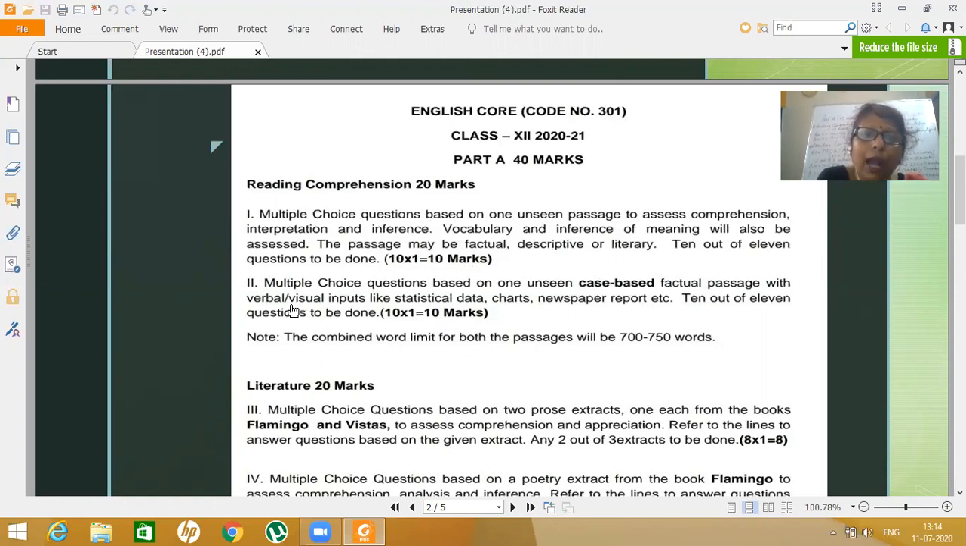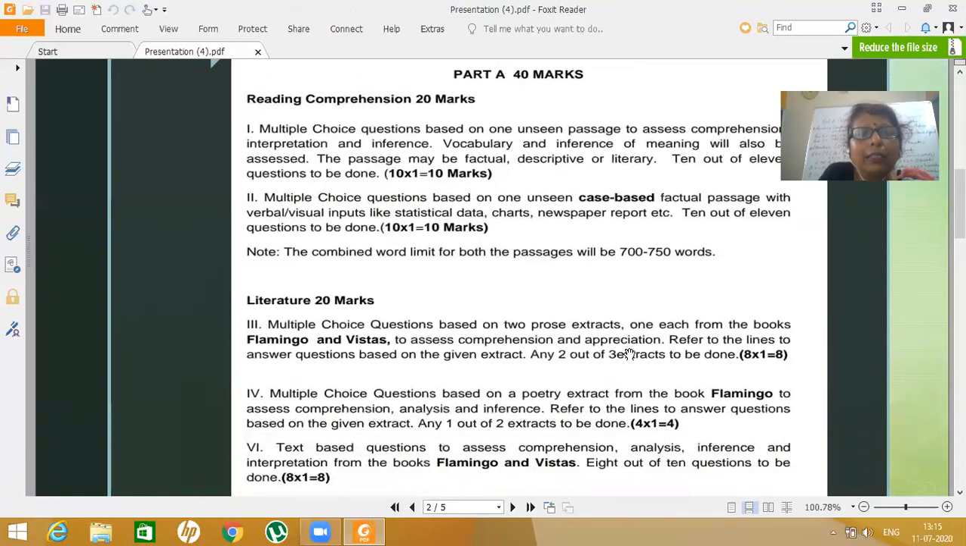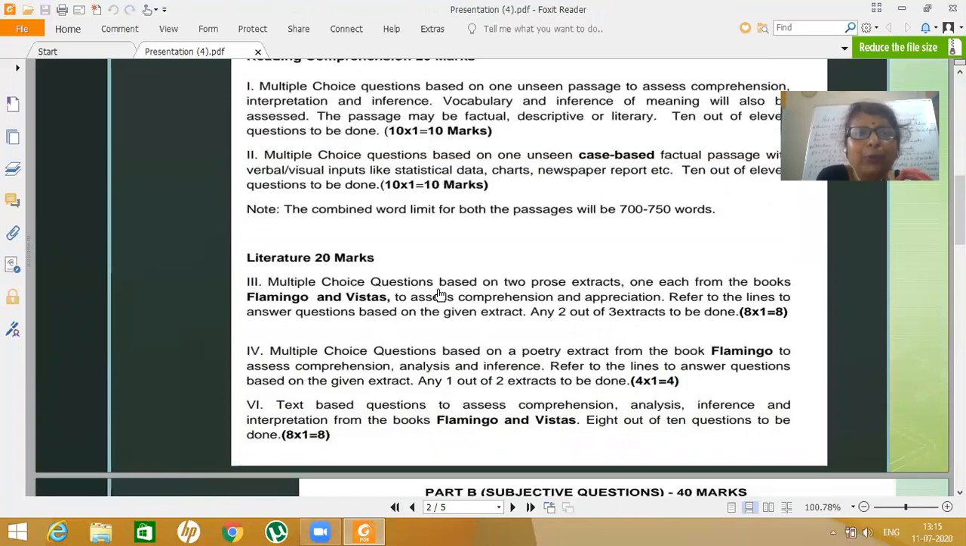The second question again will be a comprehension based question, unseen passage will be given, but the passage will be an unseen case-based factual passage, and in that you will be getting verbal or visual. So you may get verbal inputs also or visual inputs also, like statistical data, charts, newspaper reports, etc. Again, in this too, you will be given 11 questions, out of which you have to attempt 10, 1 mark each. So 10 plus 10, 20 marks you are getting for the reading comprehension section, 20 marks. Now let us continue. 20 marks we have done. We are still left with 20 marks.